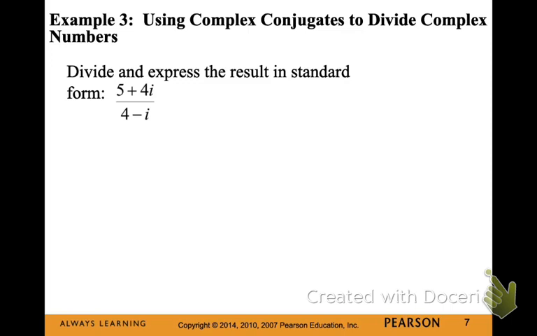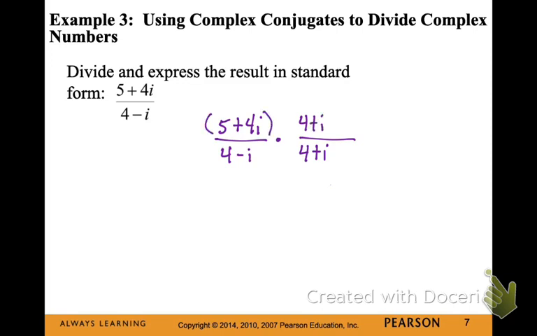So look at example 3. We have the complex number 5 plus 4i divided by the complex number 4 minus i. So we'll use that technique where we're going to multiply both the numerator and the denominator by the complex conjugate of 4 minus i. So we multiply top and bottom by 4 plus i.